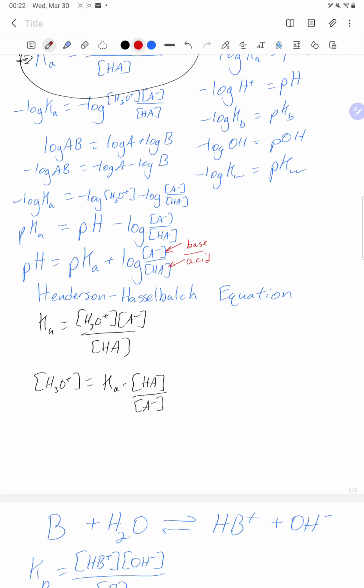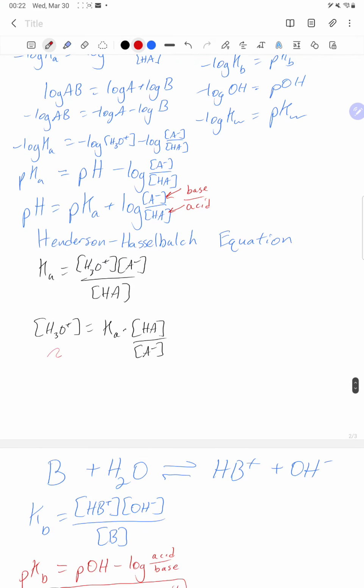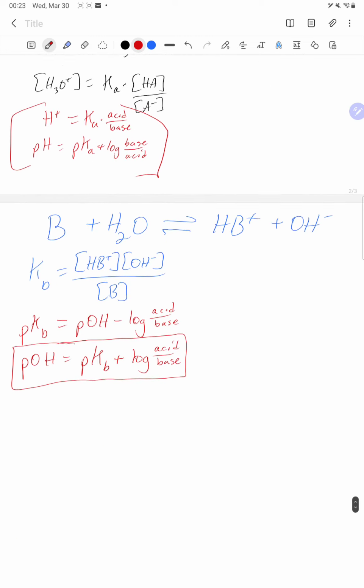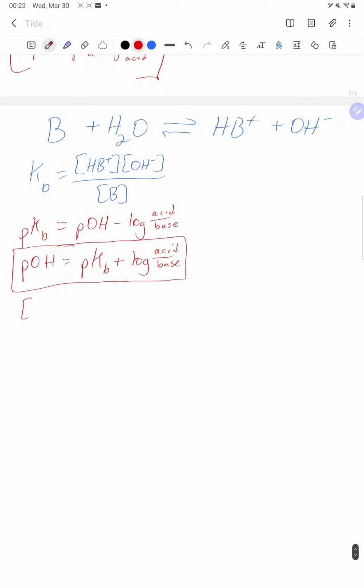So from this expression, I can see that H plus is equal to our constant times acid over base, whereas for the Henderson-Hasselbalch, pH equals pKa plus log base over acid. Notice that last term gets flipped, but these are the same expression, just one has a logarithm applied to it, one does not. We can do the same thing with the base, so I get the concentration of OH minus equals Kb times base over acid.